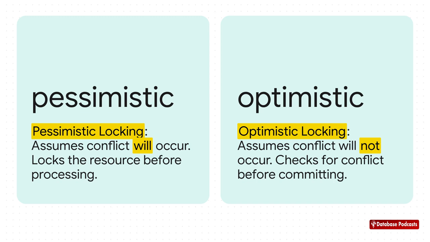Then there's optimistic locking, which is more of an ask for forgiveness, not permission approach. It assumes conflict is rare, so it does all the work first and only at the very last second does it check if someone else changed the data. If they did, oh well, the transaction fails and you just have to try again.